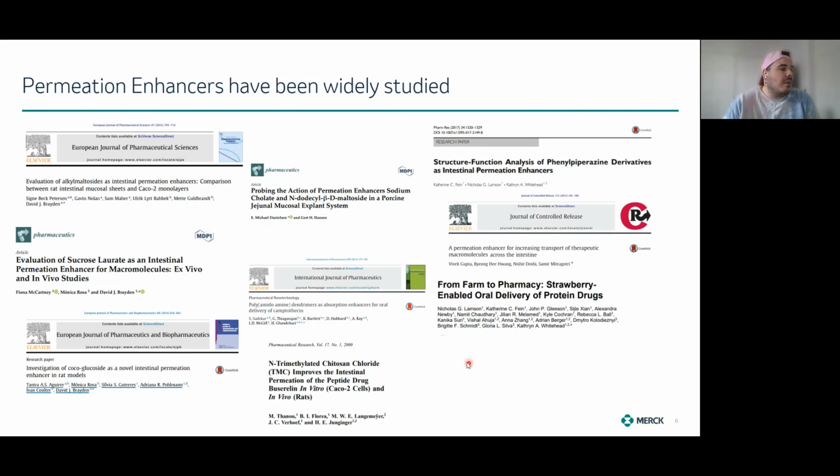And then there's also some more novel ones that are antioxidant type ones. And then you have derivatives such as trimethylated chitosan chloride, which is a polymer-based permeation enhancer, and then the dodecyl maltosides, which are fatty acid derivatives effectively as well. So all of these work in part by interrupting that paracellular space and pulling those tight junctions apart for a short period of time. And it's what happens in our body anyway.